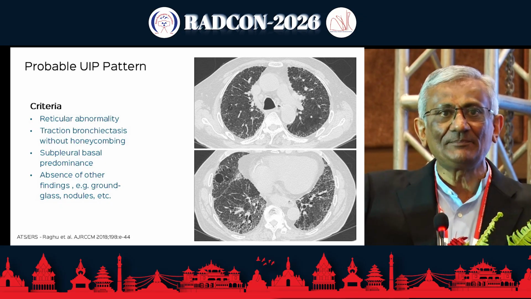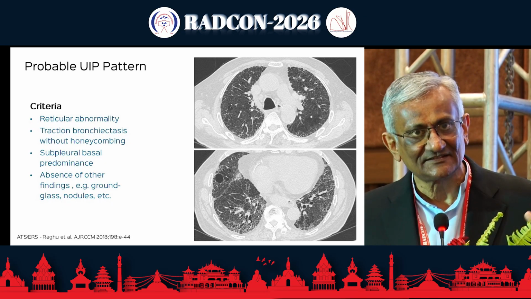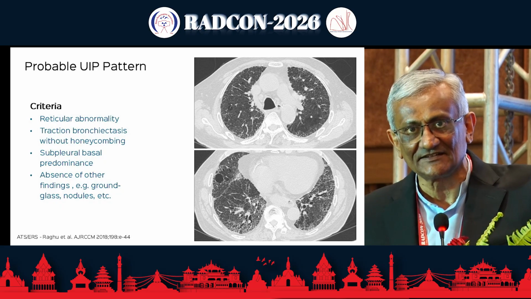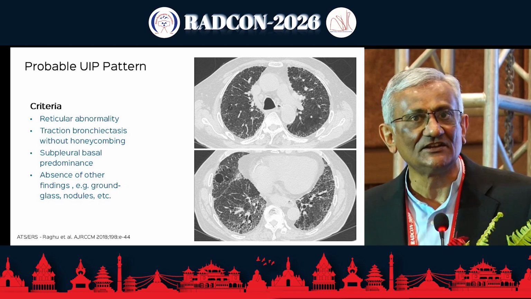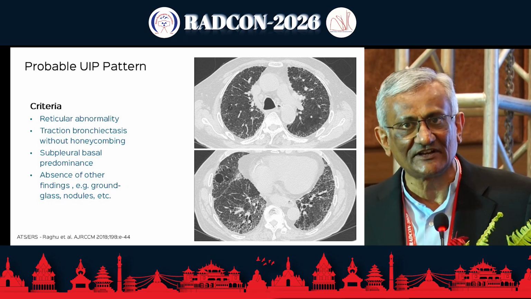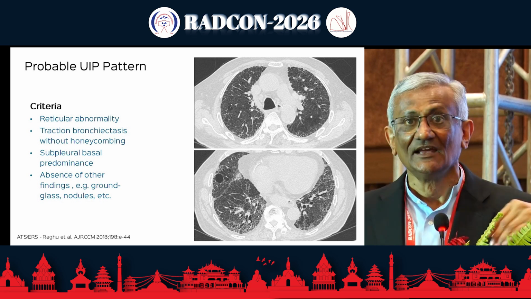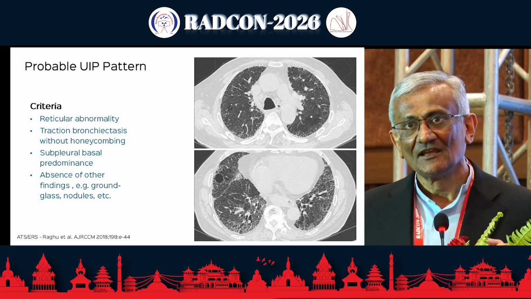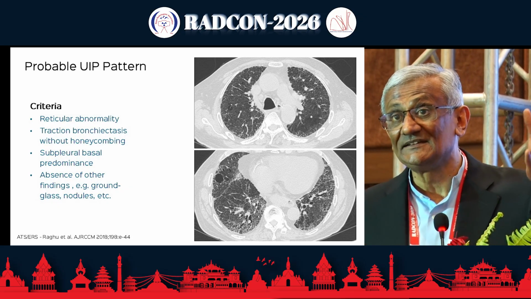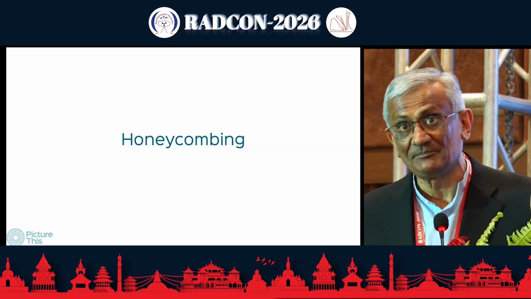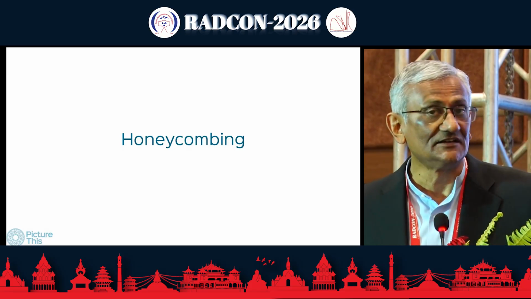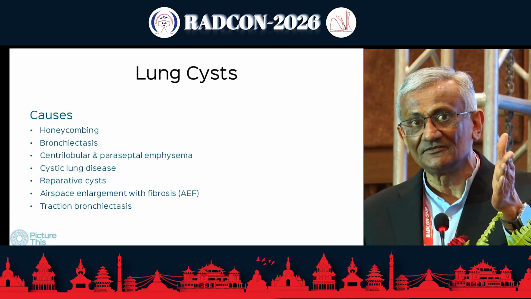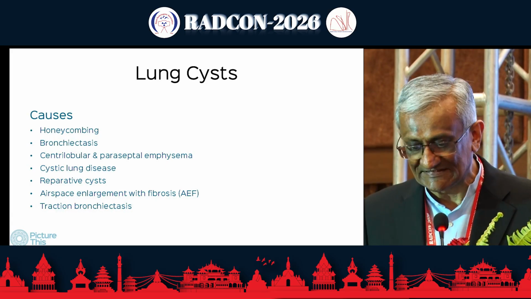So the UIP pattern is this: subpleural basal predominance, reticular opacities, traction bronchiectasis, and you may or may not have honeycombing. Then you can accordingly differentiate it into probable or typical. If you don't want to do that, just use the term UIP pattern. Now, because honeycombing defines the typical UIP pattern, it's a good idea to understand honeycombing, and we need to differentiate honeycombing from other causes of lung cysts.